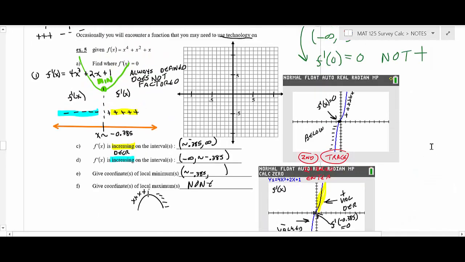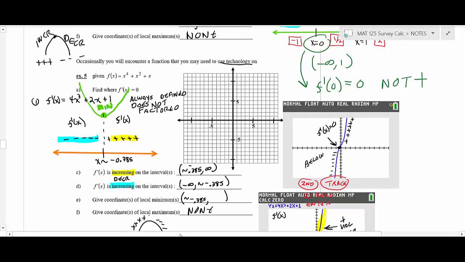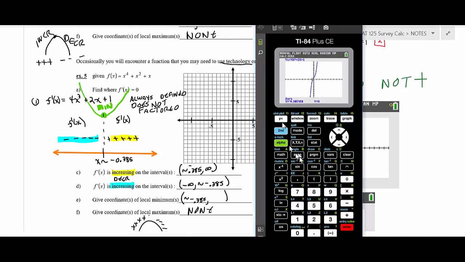Now we're going to get our graphing calculator and graph the function. I'm going to erase what I have and put in the function, which is x to the 4th plus x to the 2nd plus x. Then we're just going to graph this. I'll try a standard window, Zoom 6. Let's see what this function looks like. Kind of looks like what we have. You can tell it has a minimum. You can tell it decreases, then it increases.